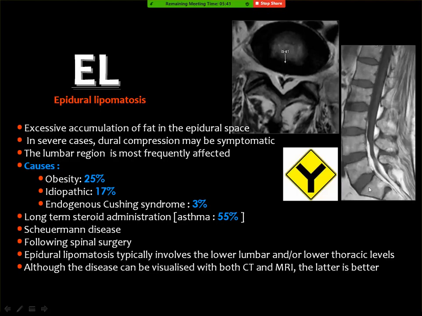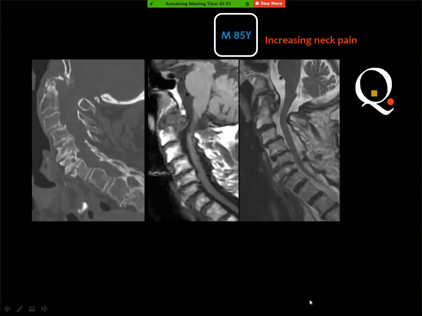Epidural lipomatosis is a disease where there is excessive accumulation of fat in the epidural space. The causes are usually due to obesity and may be idiopathic, or may be due to Cushing syndrome or long-term steroid administration, Scheuermann disease, spinal surgery. Epidural lipomatosis usually occurs in the lower lumbar region. And if you see this Y configuration, you can easily diagnose the lesion. Then what do you think of this?